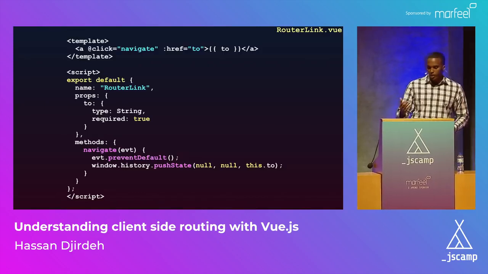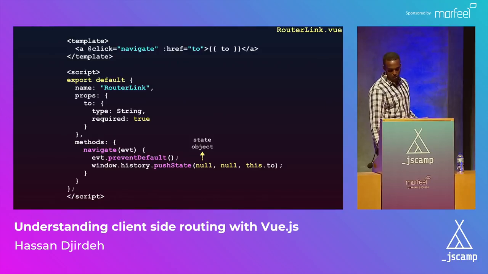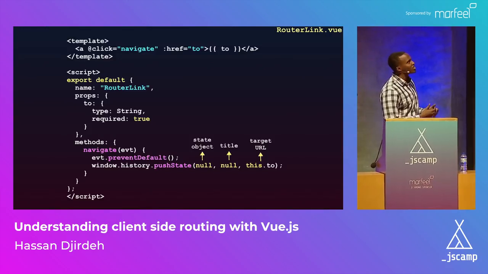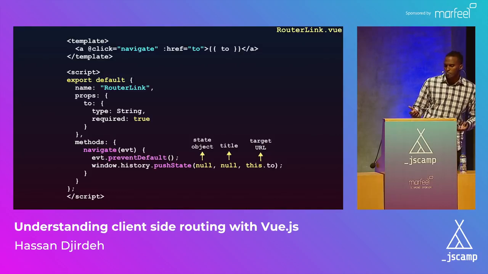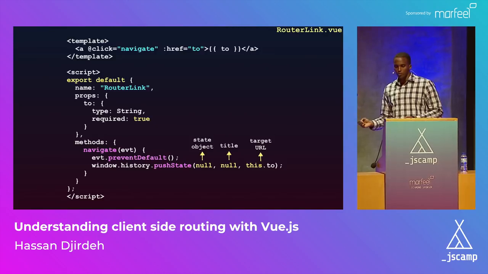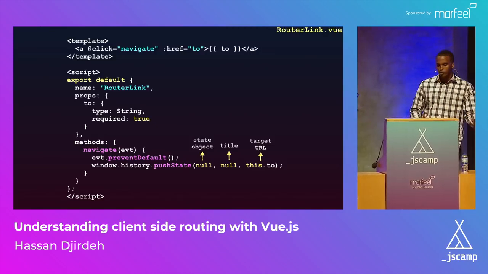The pushState method takes 3 arguments: a state object to pass serialized state information, the title, and the target's URL. We'll assume we don't need to pass any state information, and we don't actually need to specify a title. So we're going to specify null as the first 2 arguments. But what's important is we're going to pass the value of the to prop as the third argument. So this to prop should be the target URL that the user wants to navigate to.